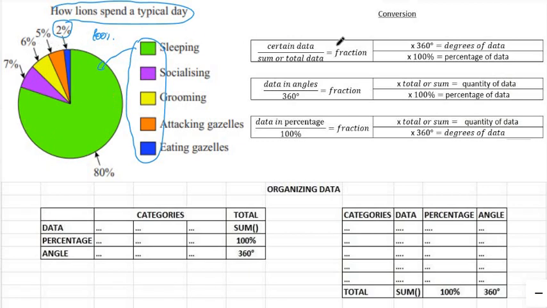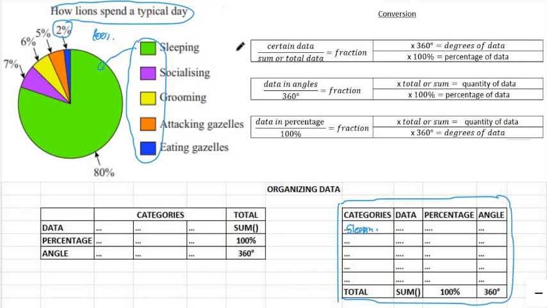Now sometimes you want to organize the information because it will be easier to answer the questions. You want to answer the question by completing this table. How do you complete this table? Well, first you have to find the category. For example, let's say sleeping. Now the data. What is the data? The data is the quantity that is represented by that percentage.